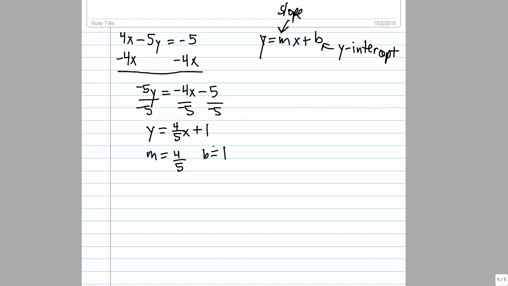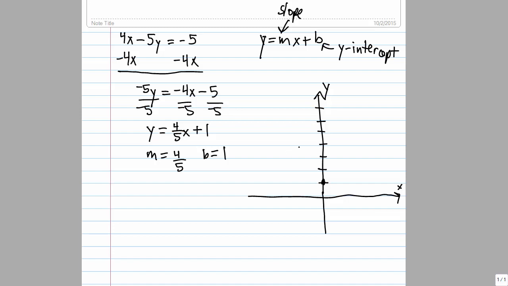And we use these pieces of information to help us graph. So we always start with the b, or the y-intercept, because that's where the graph crosses the y-axis. So I'm just going to do a quick sketch here. Oh, I think I need more room. So we'll call these increments of 1. So the y-intercept is 1, so we just go up 1 on the y-axis, and that's our first point.